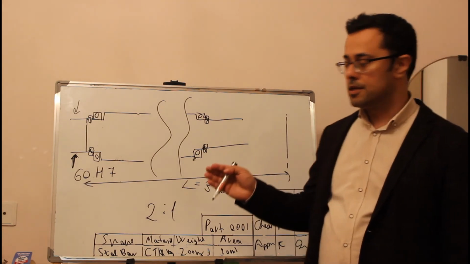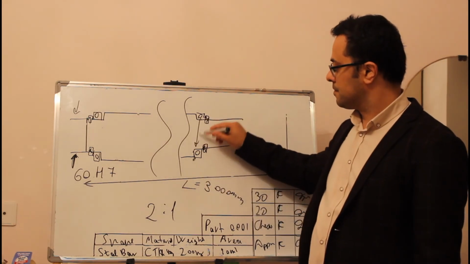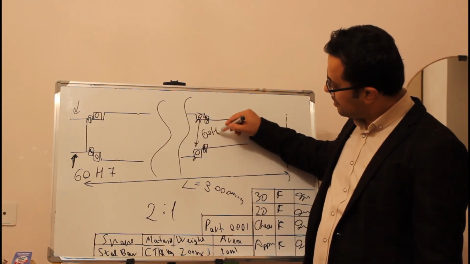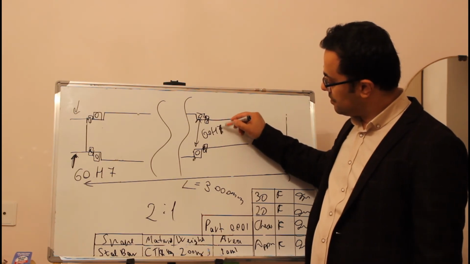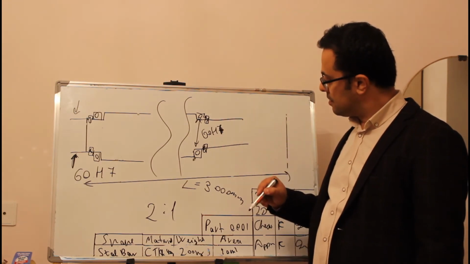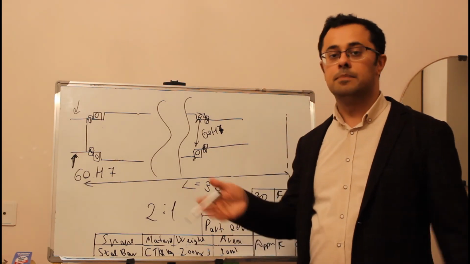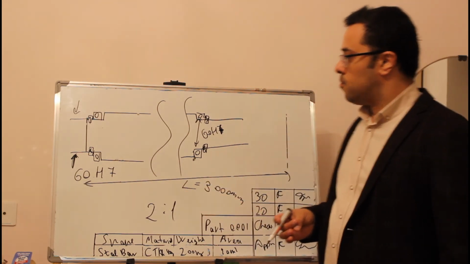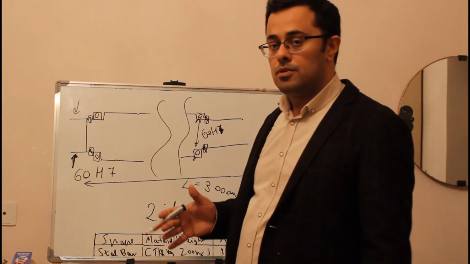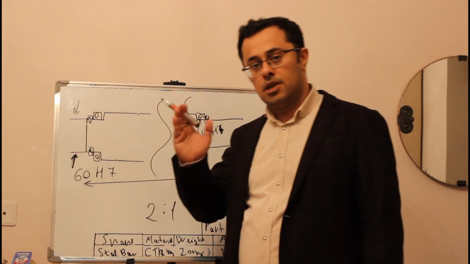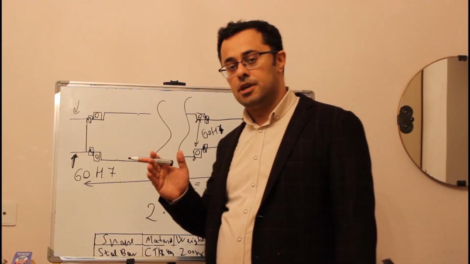Another bearing, another ring, again. 60 H8, H7, sorry, 60 H7 for the bearing. Apart from it, you need to put some guideline for the machining guide, the turning guide.